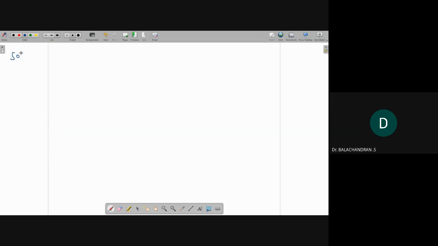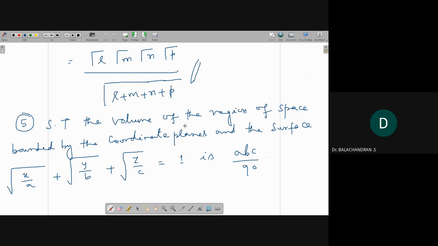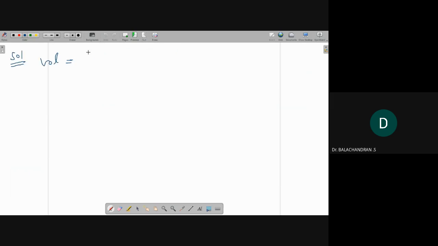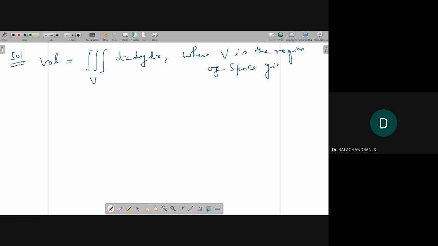Solution. So the volume is equal to the volume of the region of space, which is the triple integral over V of dx dy dz or dz dy dx, where capital V is the region of space given in the problem.